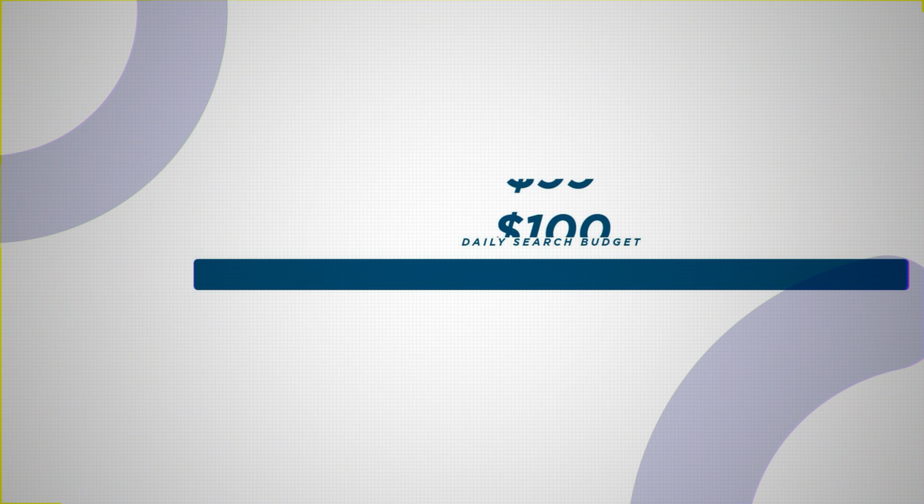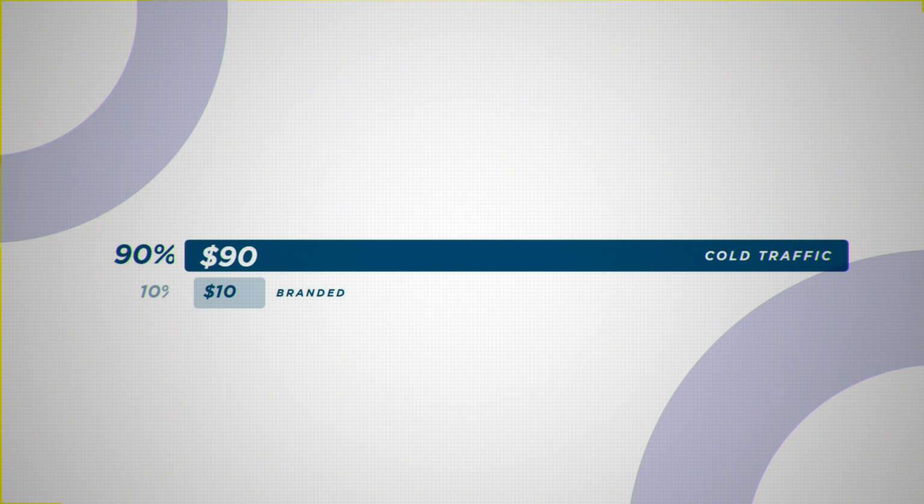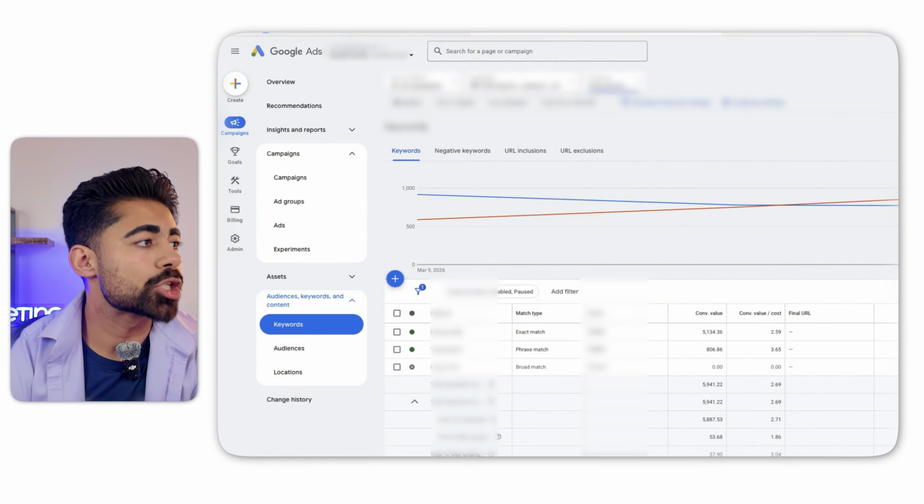And when I say 80 to 90% of your budget, if you have $100 a day budget for search campaigns, $10 or $5 should be for a branded campaign, because you do want to have some influence from branded search terms, branded campaigns in general. But beyond that, the $80 to $90 left should be full on cold traffic keywords.